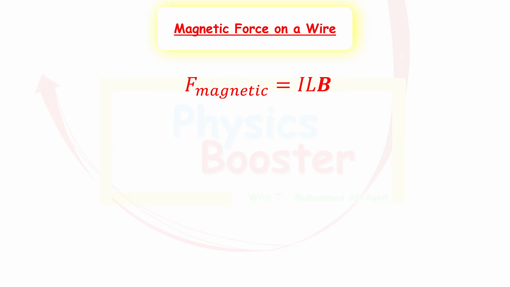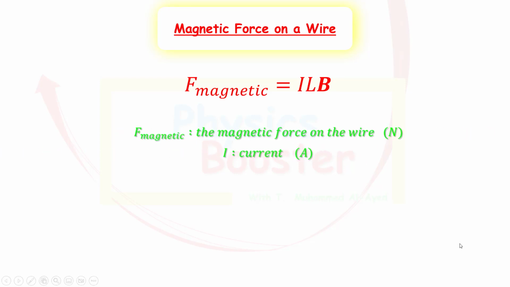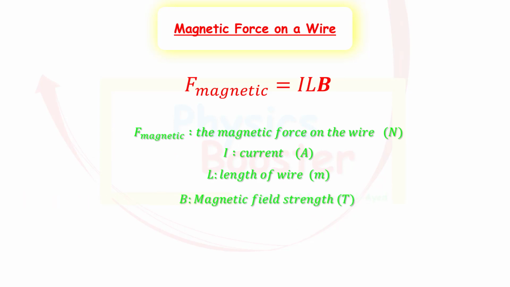This magnetic force is pretty easy to find. The force is equal to I multiplied by L multiplied by B. I stands for the current, L stands for the length of the wire, and finally B stands for the magnetic field strength. So the force will be equal to the current multiplied by the length multiplied by the magnetic field strength. So it's pretty easy to find the magnitude of this force.